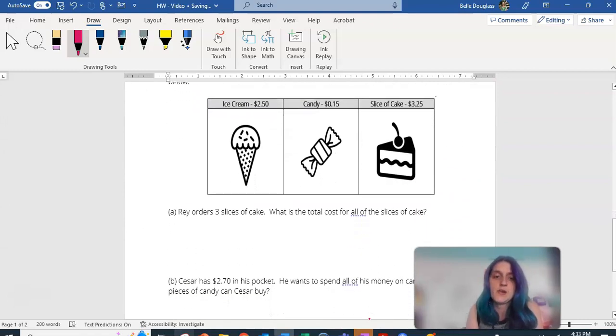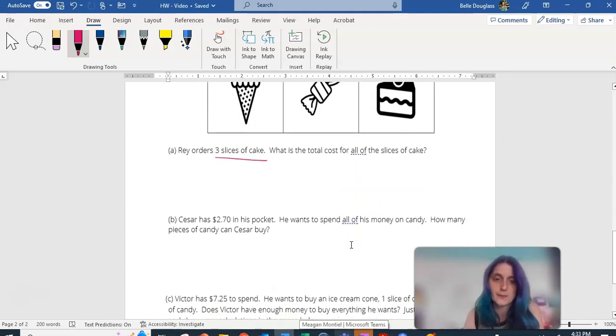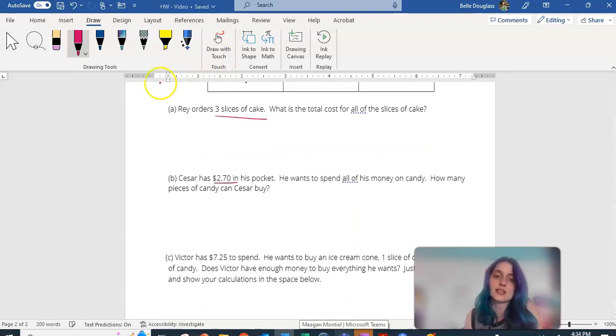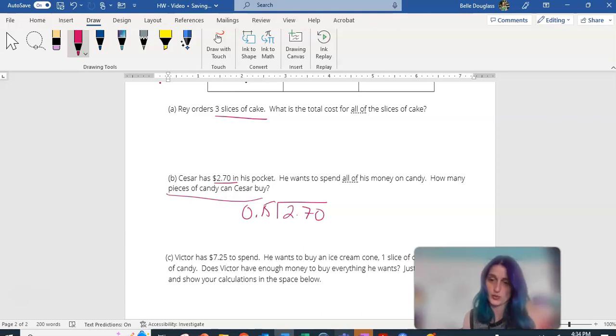This one shouldn't be terribly bad. You are adding up how much cake Ray is buying. You can add it up 3 slices, or you can multiply it times 3, but you're going to get an answer that's money, so make sure it has dollar signs. If you have $2.70 in your pocket and you want to spend all your money on candy, how many pieces of candy can he buy? That is a division problem. So all your money split up into candy price. Just what we just did on the first page. You have to move your decimal to make this number outside a whole number. So you're going to end up doing 270 divided by 15 to see how many pieces of candy he can buy.